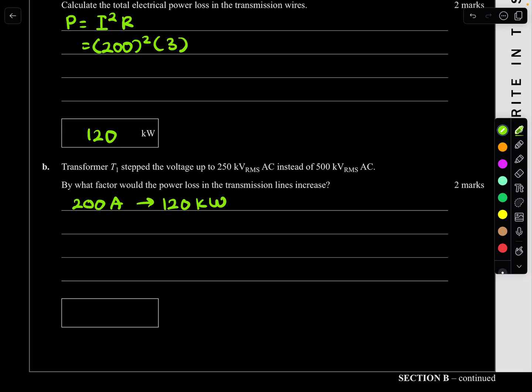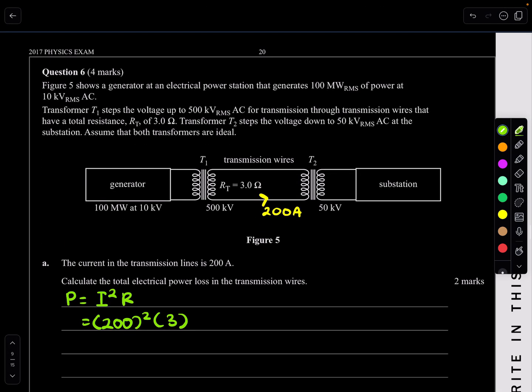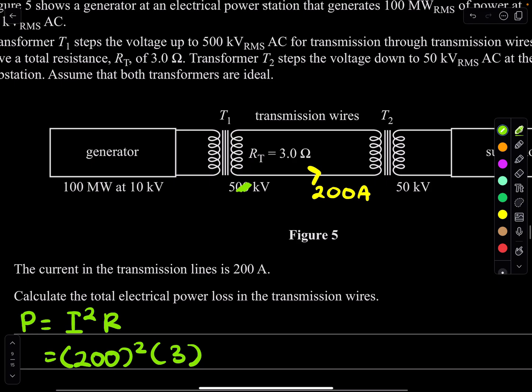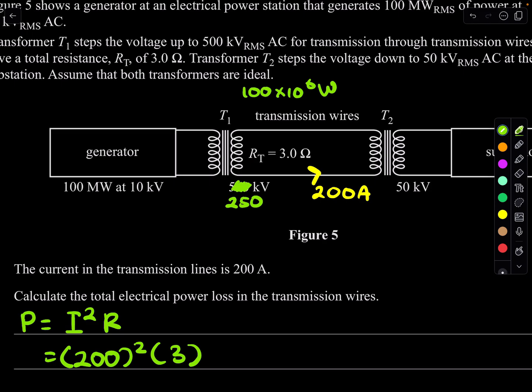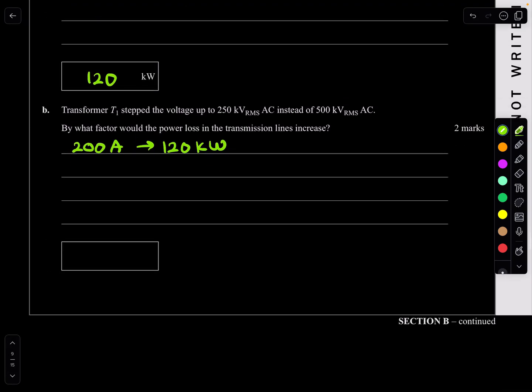And so now we've got a different voltage. So imagine forgetting about this 500 here, and now it's 250. Because the power is ideal, this power is going to be the same in the secondary part of the transformer. So we can write that as just 100 times 10 to the power of 6 watts. Make sure that's in kilovolts.